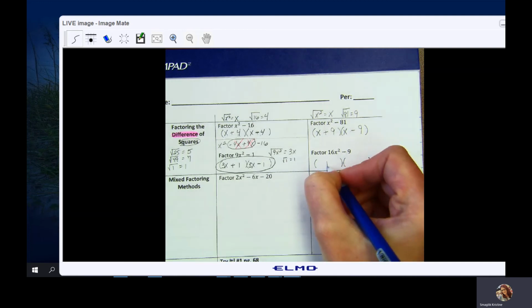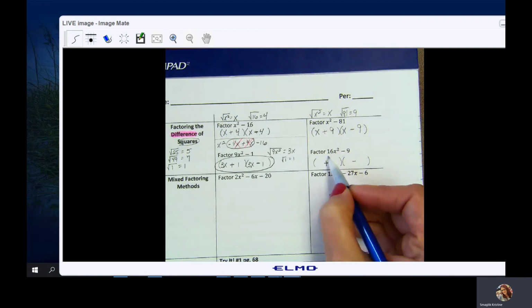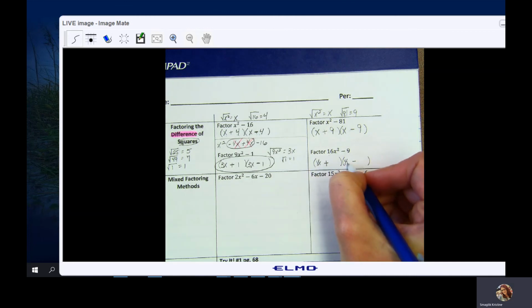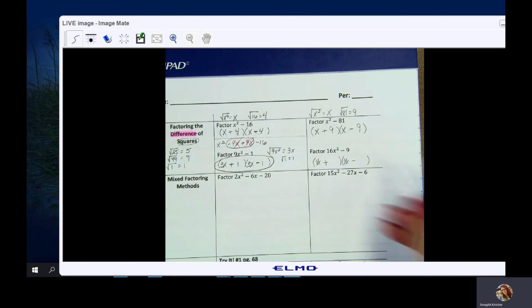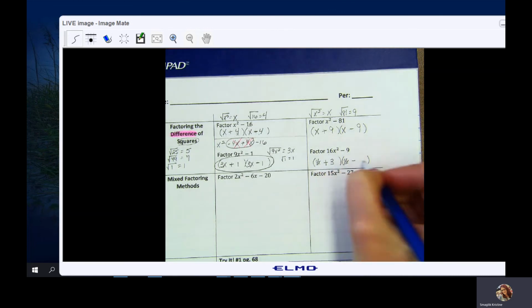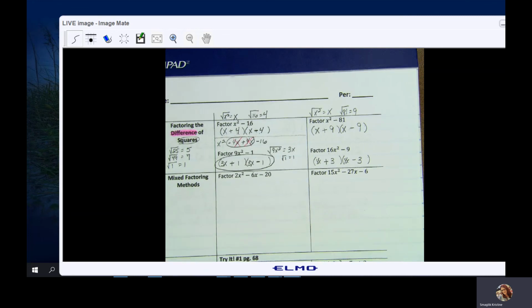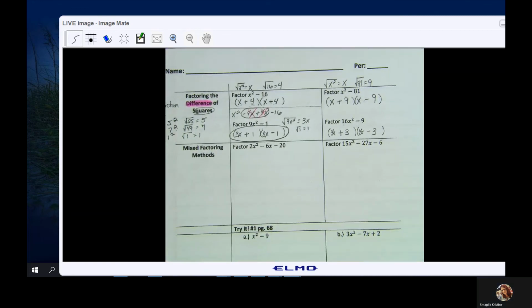Let's jump right into this one. My parentheses, plus minus. The square root of 16x squared is going to be 4x. The square root of 9 is 3. And we are factored. Now let's take a look at mixed factoring methods.